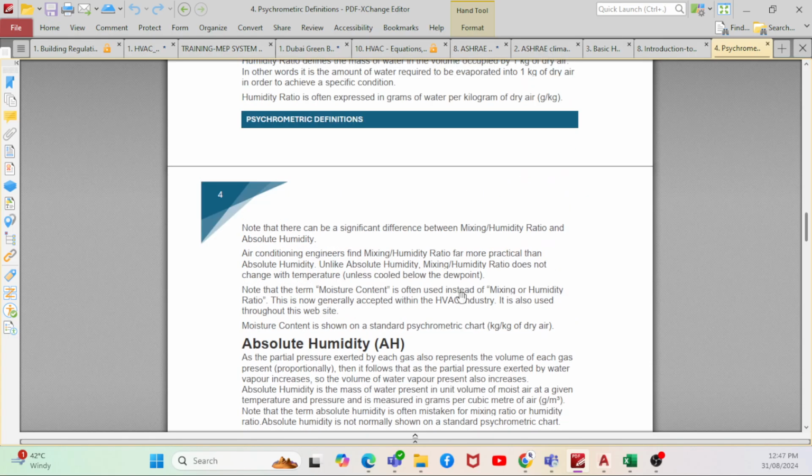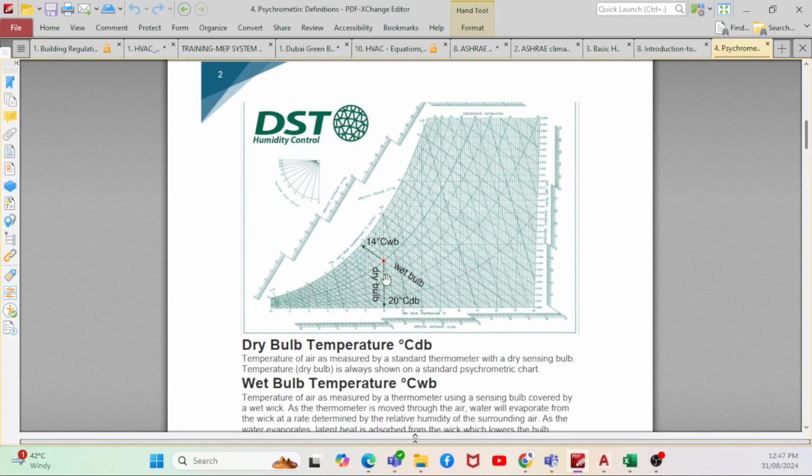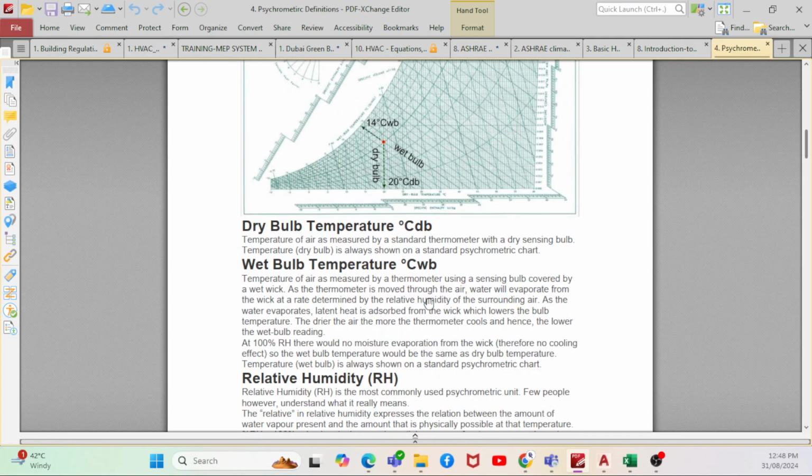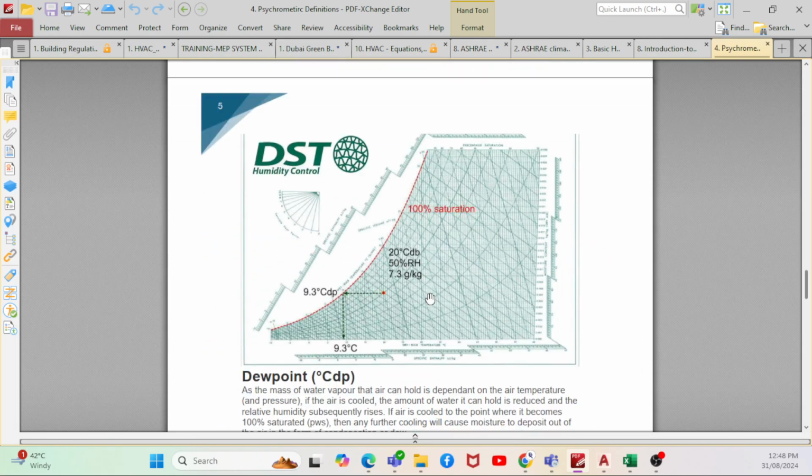When you talk about dry bulb temperature, it is dry. A dry bulb means it is dry air. When you talk about wet bulb temperature, it is the moist air temperature. Clear, right? Okay, so like that, this is a psychometric chart.